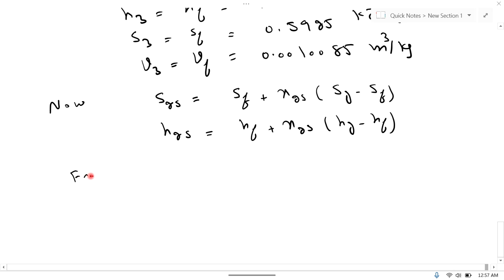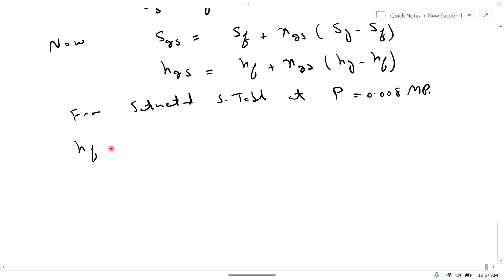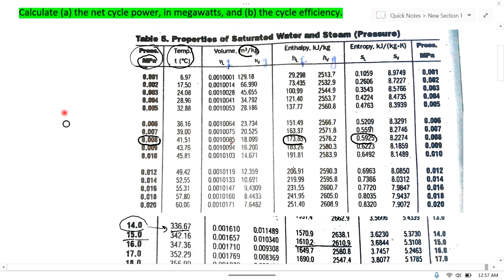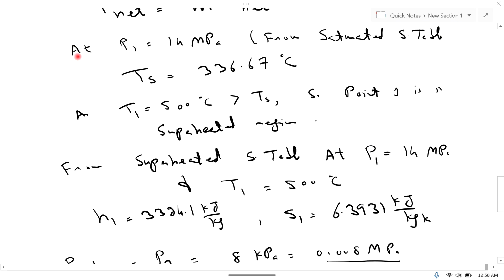So from the saturated steam table at a pressure equal to 0.008 megapascal, find HF, Hg, SF and Sg. This is 0.008, this is HF, this is Hg, this is SF and this is Sg. So all values we can easily find from the steam table.